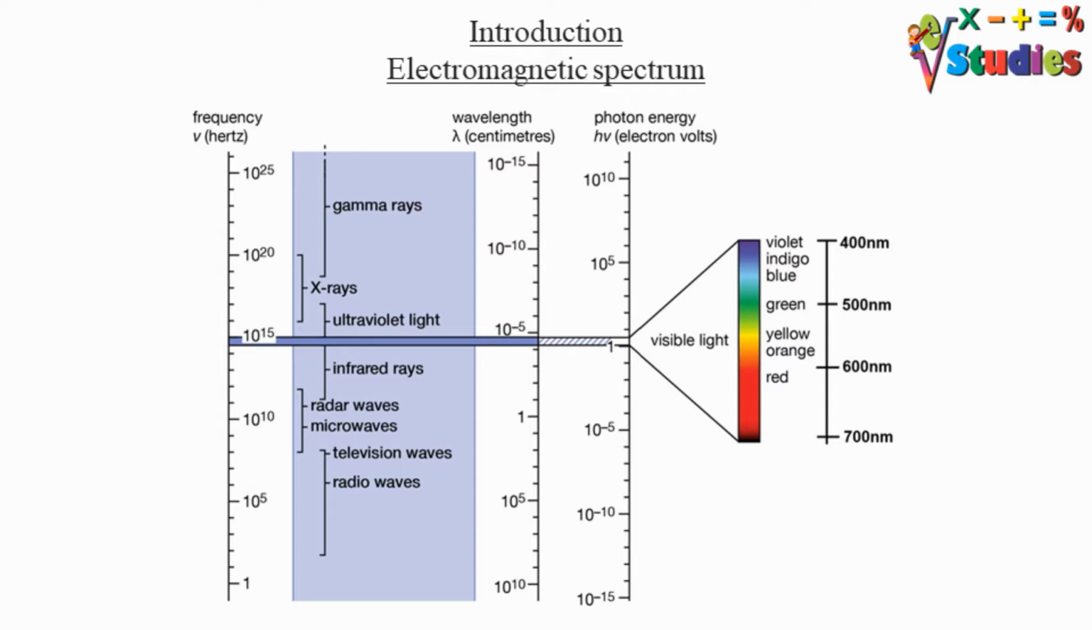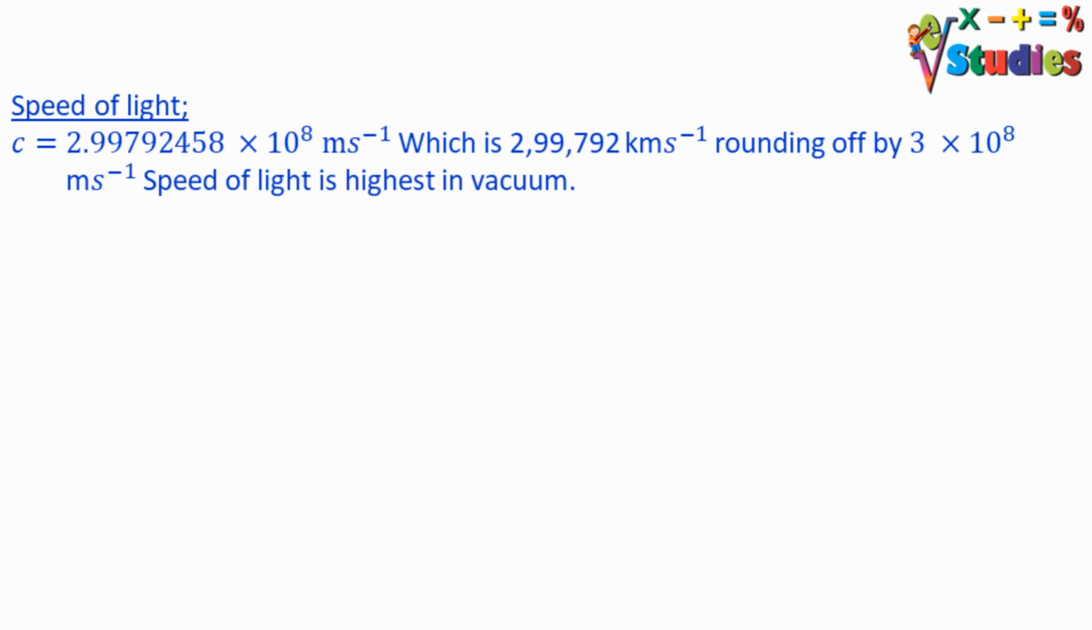However, the visible light we can see is only between 700 nanometer and 400 nanometer, and that includes all 7 colors. You may know the speed of light is 2.9979245 times 10 raised to 8 meter per second, which is 2,99,792 kilometer per second. In most cases we use it rounded, which is 3 into 10 raised to 8 meter per second. That's the speed of light, and this is in vacuum.